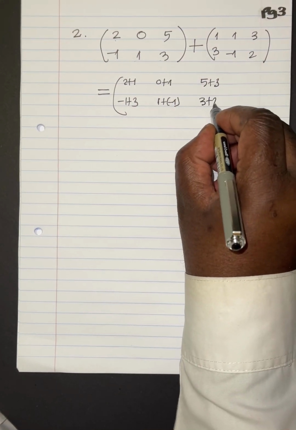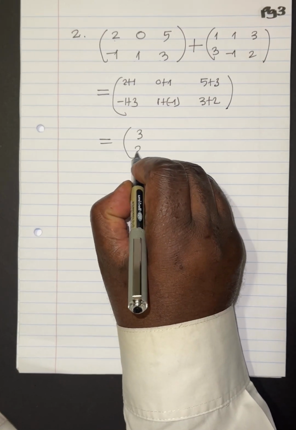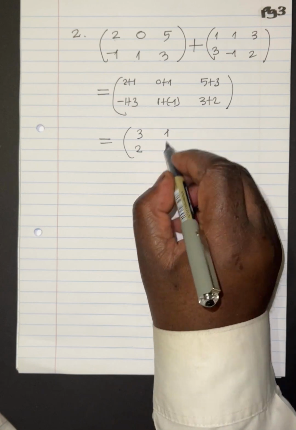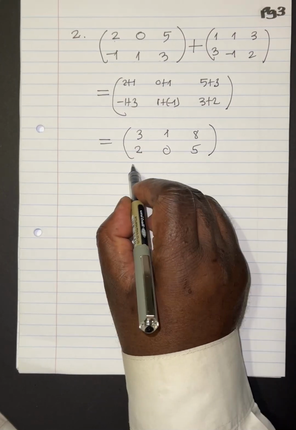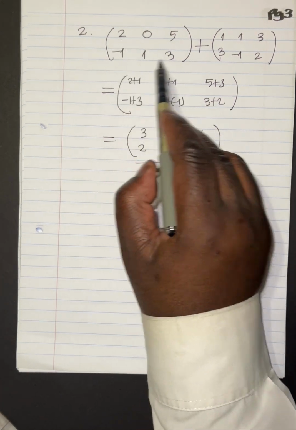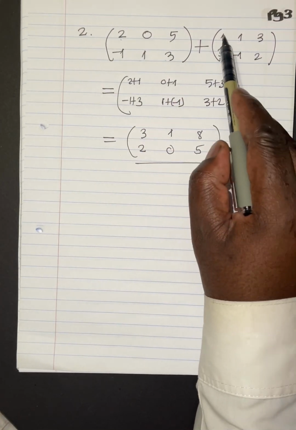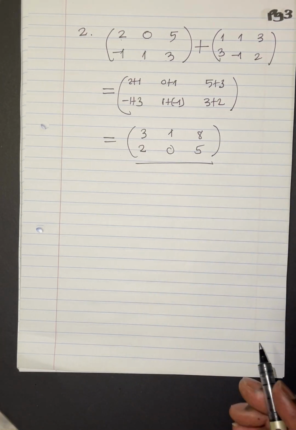Simplifying this, it gives us 3, 2. Remember, minus 1 plus 3 is 2. And then you have 1 there. And then here you have 0. And then you have 8. And then you have 5. So this is our final solution. Again, a 2 by 3 matrix added to a 2 by 3 produces a 2 by 3 matrix.